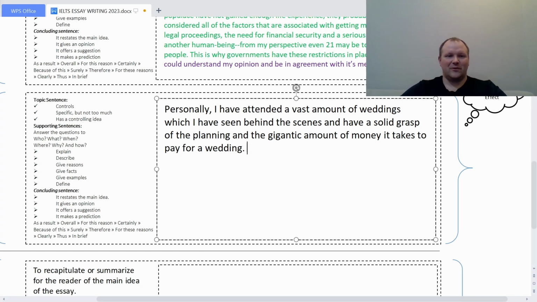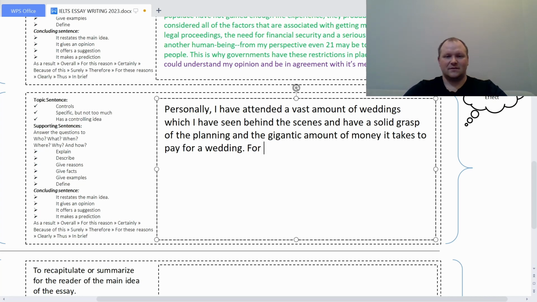Let's stick a question in there, right? Who, what, when, where, why, how. Restate the main idea. No. So I want to describe this, give some facts. So, okay, I'll give an example and a fact.